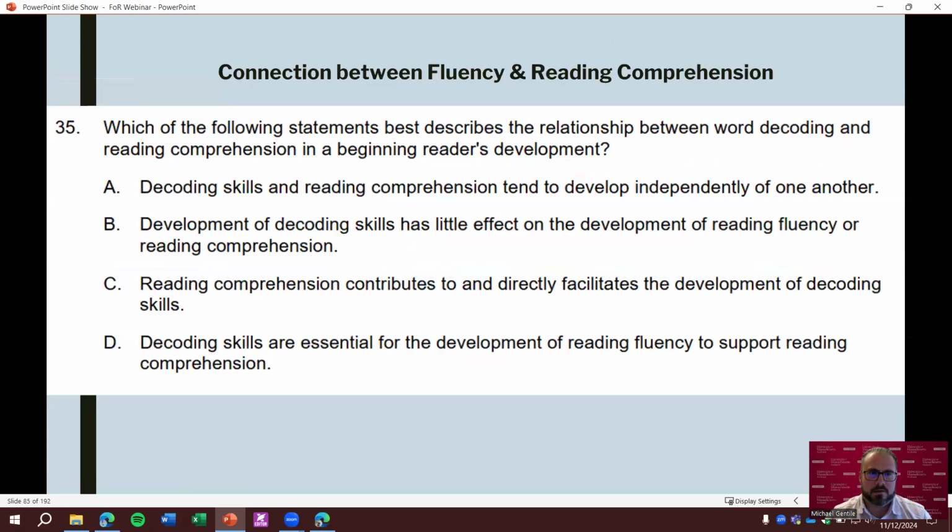All right, last question on fluency, 35. Pause here.